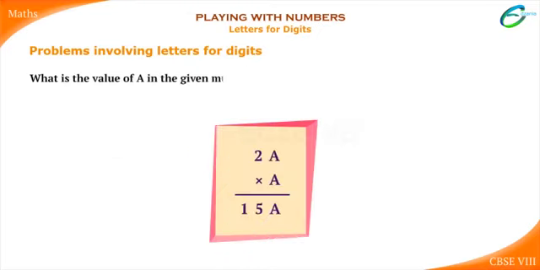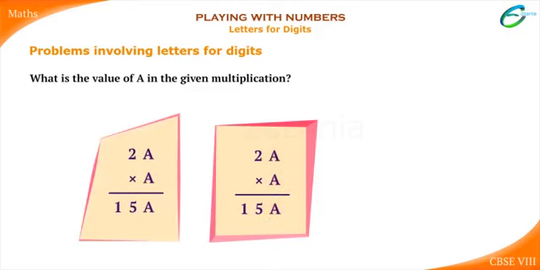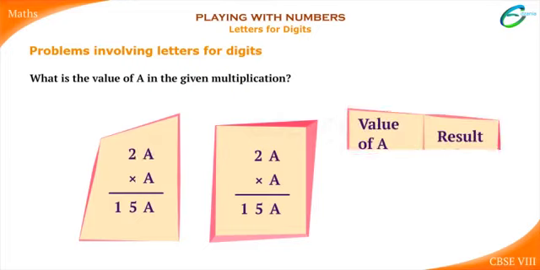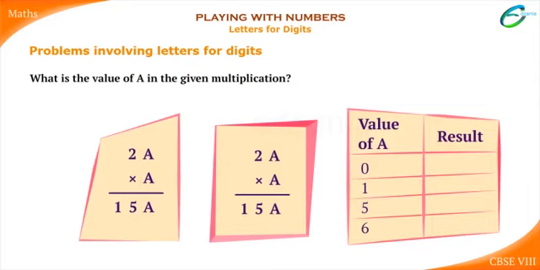Here we have a puzzle with multiplication of numbers. What is the value of A? Observe the last column. A multiplied by A gives A at the units place. This is only possible if A equals 0 or 1 or 5 or 6. Let us take each of these cases one by one.